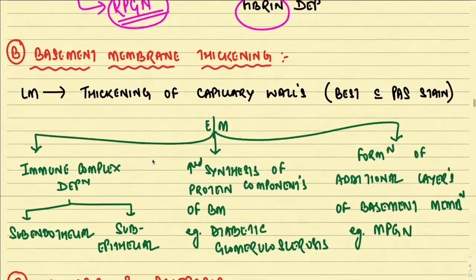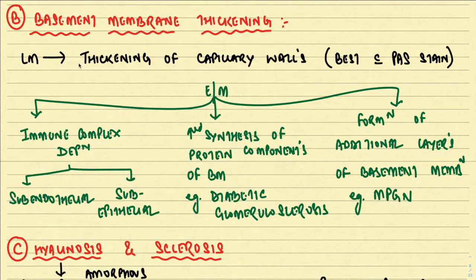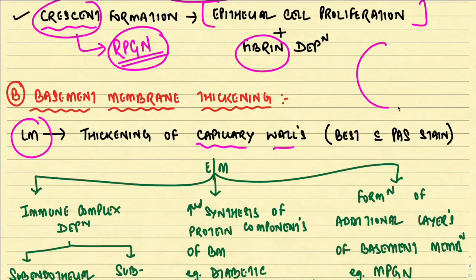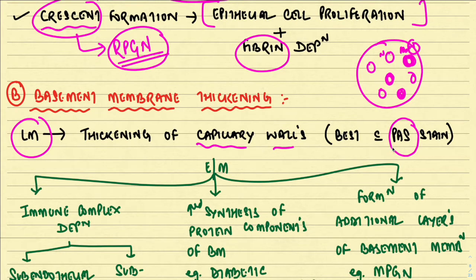The second kind of response is the basement membrane thickening. That is appreciated if you see under the microscope, under low power or light microscopy, a thickening of the capillary walls. For example, if this is the glomerulus, normally you will have multiple capillaries over here. Normally they are like this, but they will become more visible. They will be thickened like this. This is the normal, this is the abnormal thickening of the glomerular capillaries, which is best seen with PAS stain.